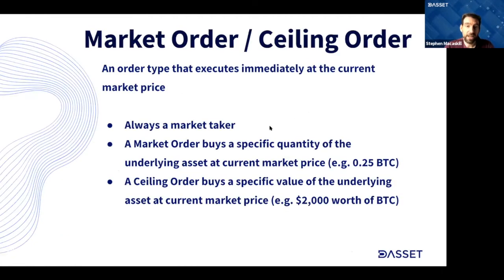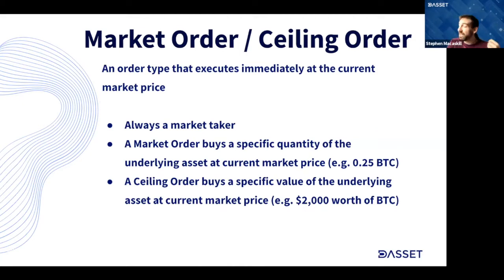So, going into actual order types. Market order and ceiling market order are the most basic. They are the easiest to wrap your head around, and they are an order that gets submitted to the market and is immediately processed at the market price. So when you submit the order, you don't have any control over the price. It's whatever that price is.